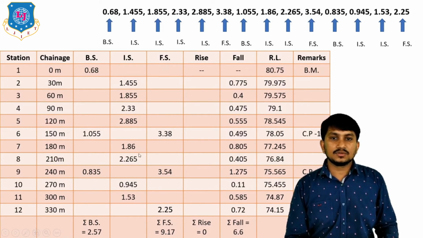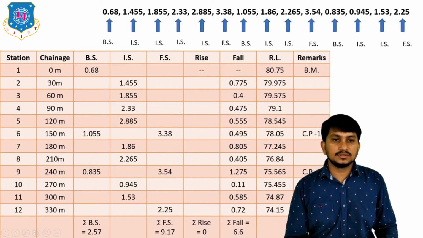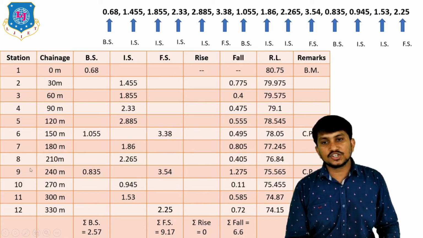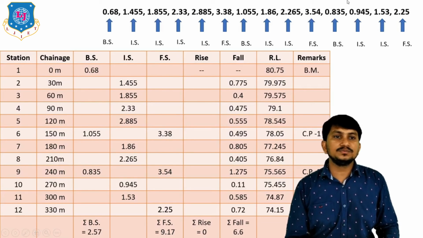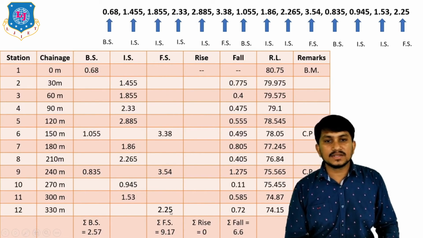Next is IS, so it is written in IS. Next is also IS, 2.265. 3.54 is the FS, so there is a changing point. At the changing point, two readings are there, so the next reading BS is at the station number 9, 0.835. Then next is 0.945 and 1.53, which are also IS, so they are written in the IS column. And the last is 2.25, which is FS, so it is written in FS.